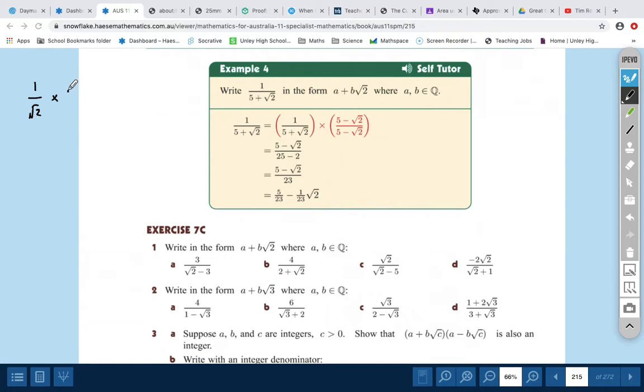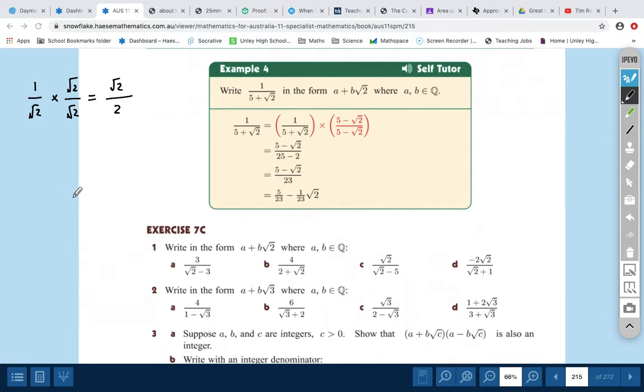I can multiply by the same surd. Effectively, I'm just timesing by 1. I'm keeping the fraction the same. And we times the top times the bottom. Root 2 times root 2 is just 2. And this way we have the identical fraction here, but without the irrational number in the denominator.